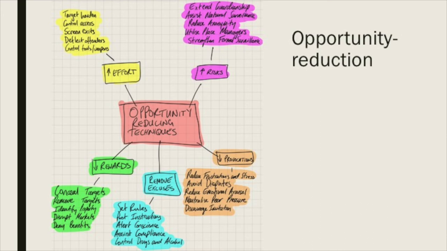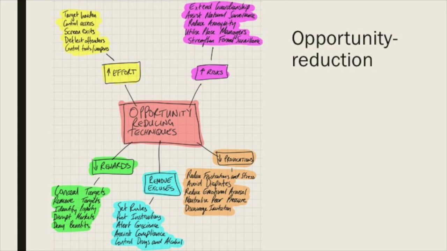When it comes to reducing provocations, some of the examples are avoiding disputes, so separating rival fans from different football teams, for example, in a stadium. Reducing emotional arousal, so making sure people don't get too fired up. Neutralizing peer pressure and so on.